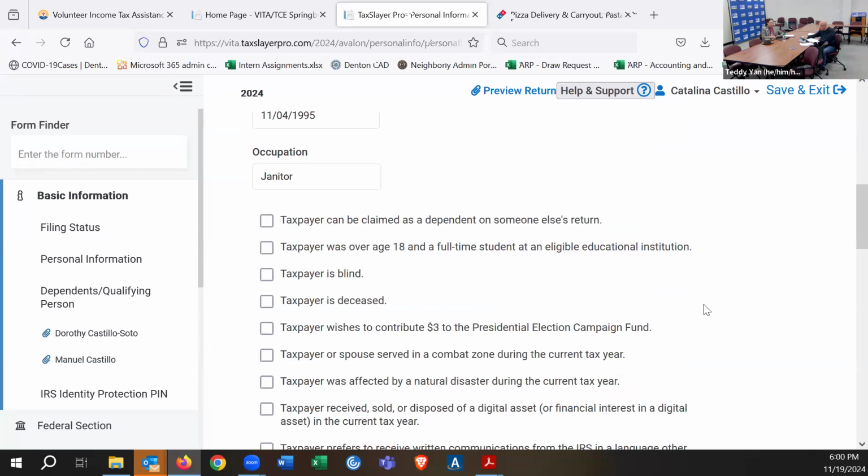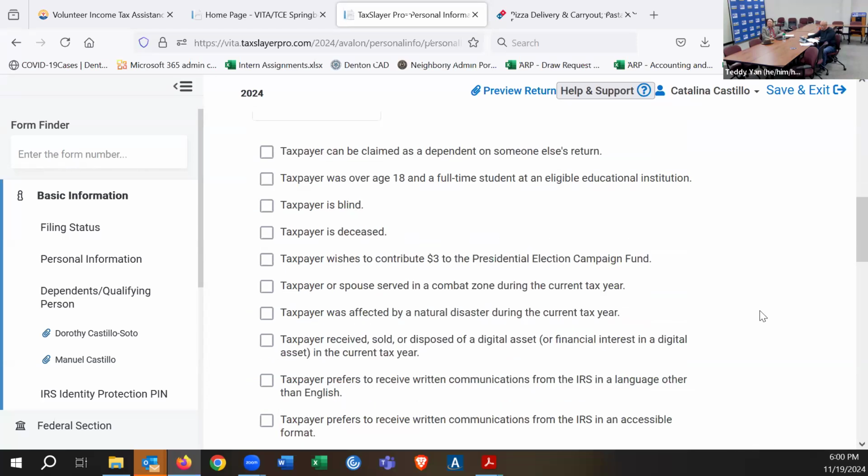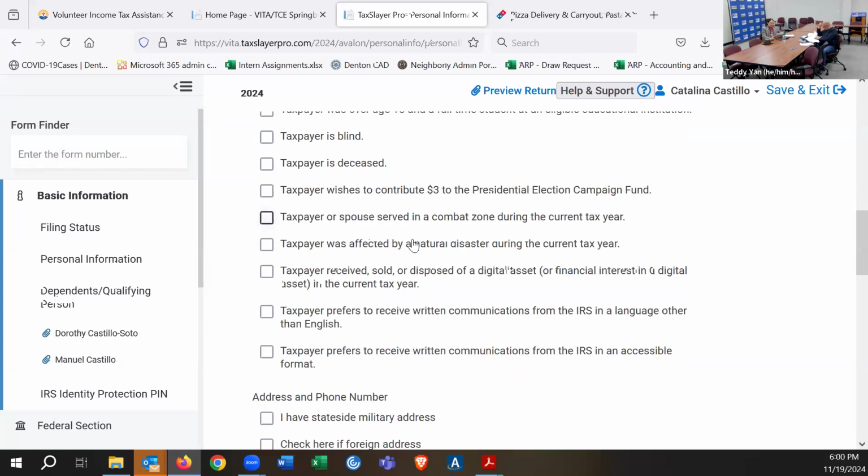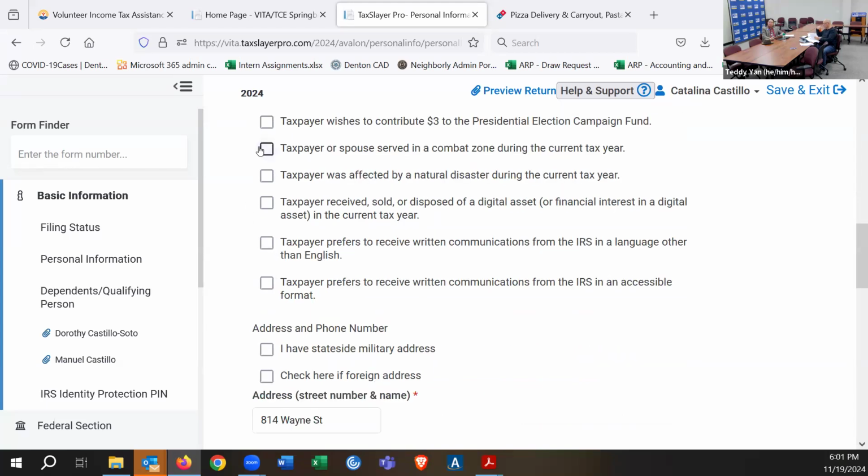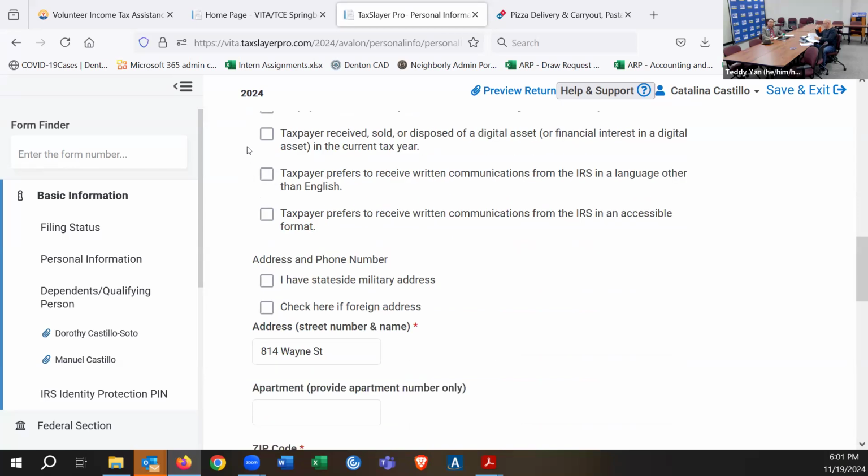Occupation, we can put whatever we want to here. Yep. Janitor, housekeeper, whatever she wants to put. Cleaning professional. Cannot be claimed as a dependent. She is over age 18, but isn't a full-time student herself. She's not blind, she's not dead. She does not wish to contribute $3 to the presidential election campaign fund. She didn't serve in a combat zone. She was not affected by a natural disaster last year. She did not receive, sell, or dispose of a digital asset or financial interest in a digital asset in 2024.